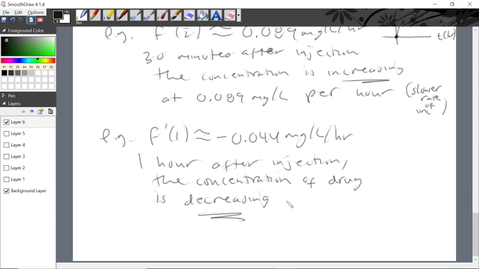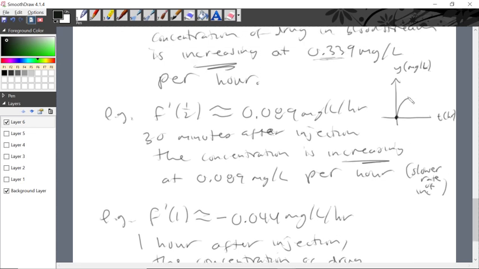So it is starting to decrease at a rate of, and since I'm saying decreasing, that means we've already interpreted the negative with the word decreasing. It is decreasing at 0.044 milligrams per liter per hour. So back to the graph. That means at some point between 30 and 60 minutes, it started decreasing. There must have been a maximum concentration in the bloodstream between 30 minutes and 60 minutes.